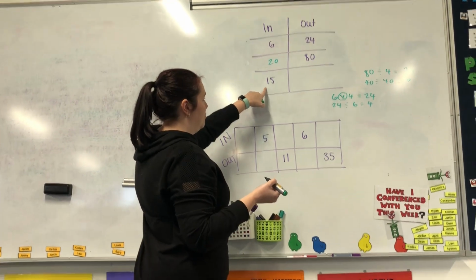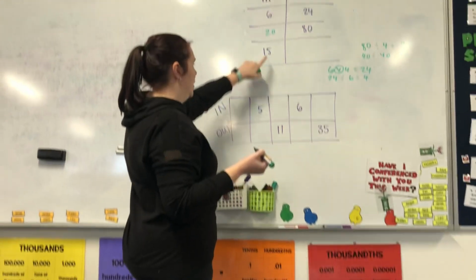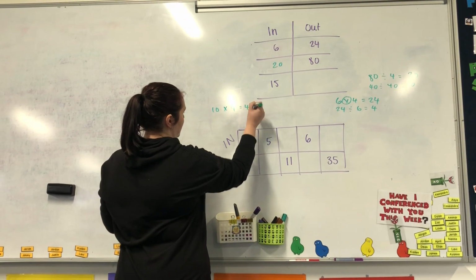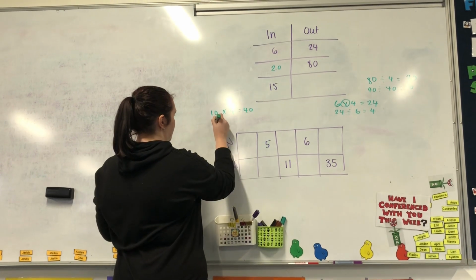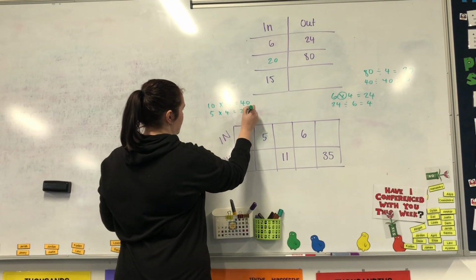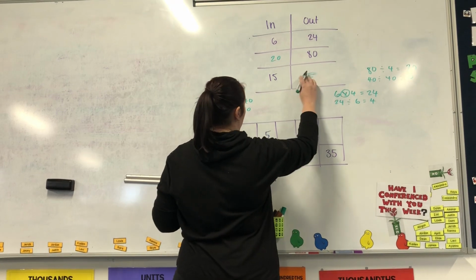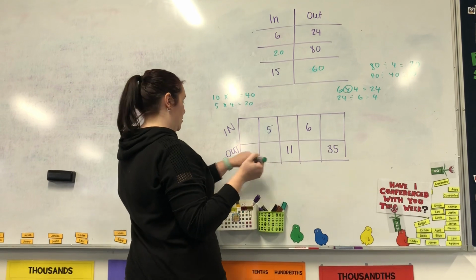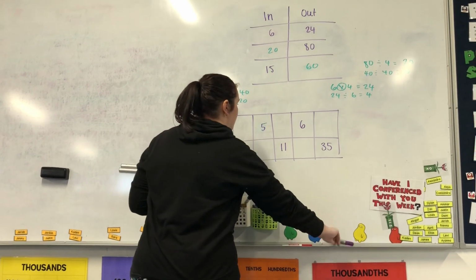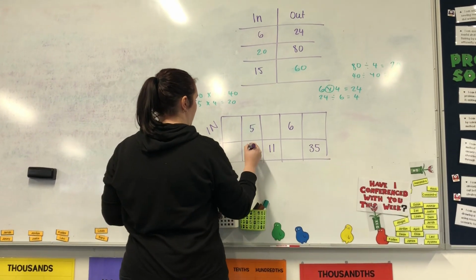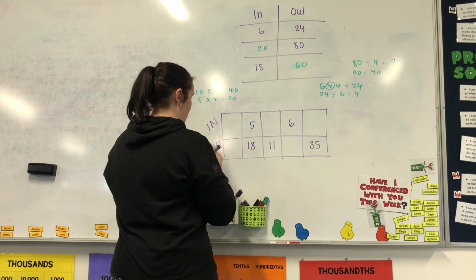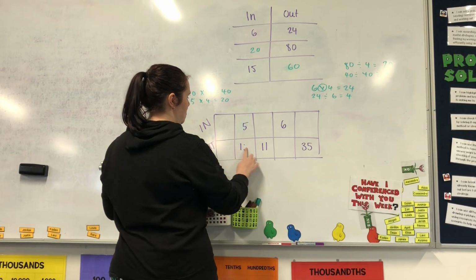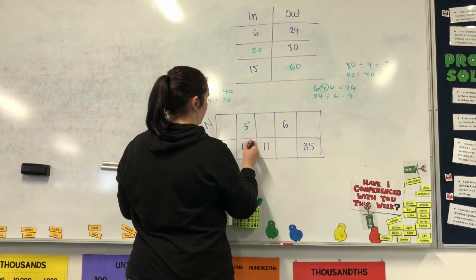This one, 15 multiplied by 4. I've got 10 multiplied by 4 is 40, and then 5 multiplied by 4 is 20. So my answer here, not 20, it's going to be 60. Now I should have an answer here, so you can actually work out your rule, which is going to be 17.